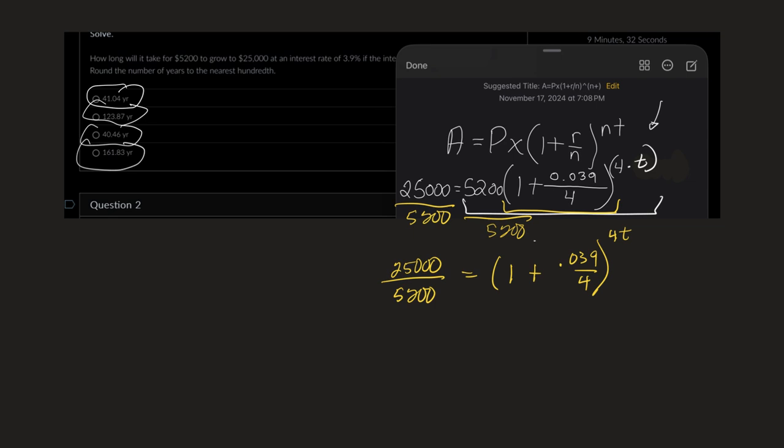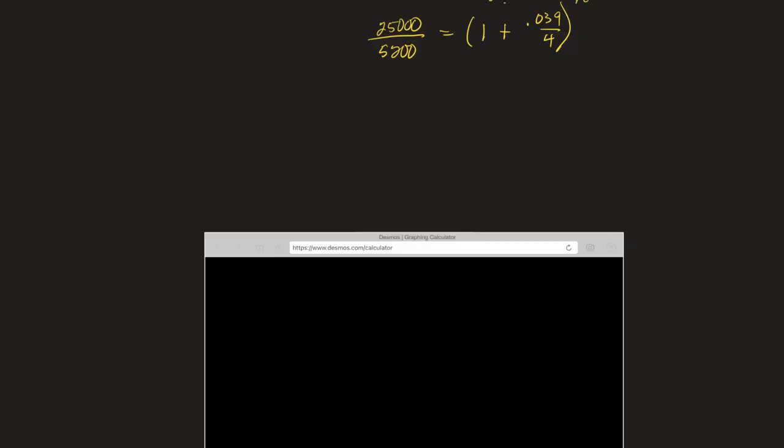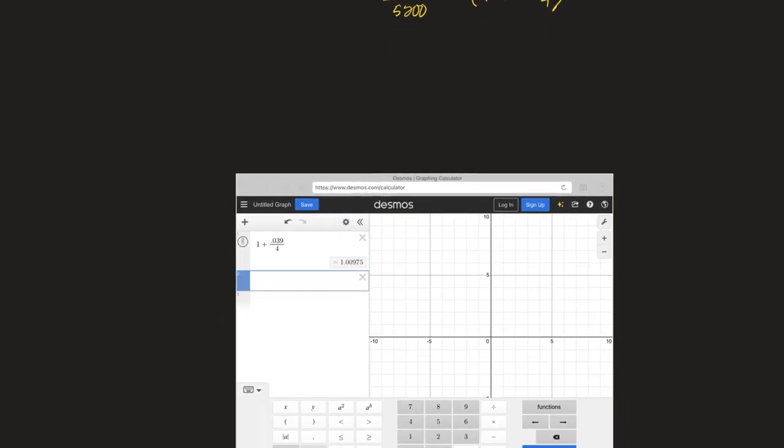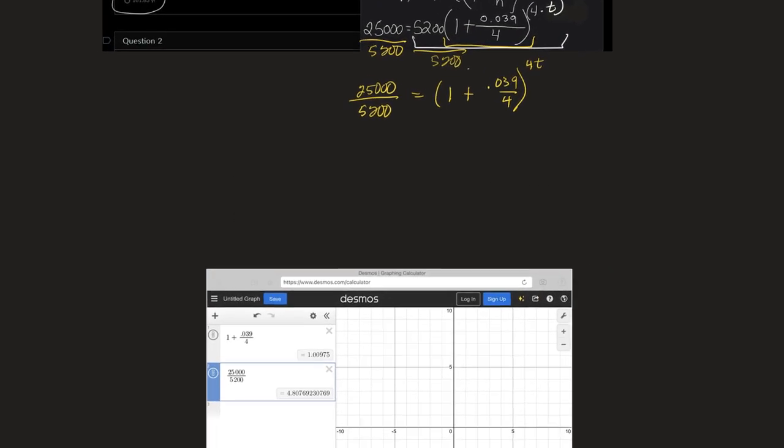Now, I'm going to pause and figure out what that stuff in the middle is. Okay, so it comes out to 1.00975. I guess I could have figured out what's on the other side too. Just a sec. So 25,000 divided by 5,200. 4 point something. I might just keep that number in my calculator, not write it down. So I've got 25,000 over 5,200 is equal to 1.00975 to the 4t.